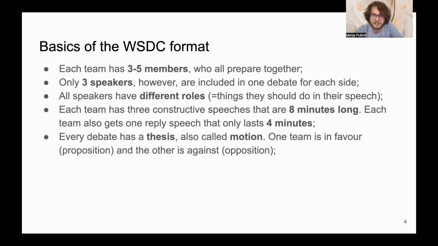Every debate has a thesis. It's called a motion. One team is in favor of that thesis. That team is called the proposition, or sometimes government. And the other team is against, and it's usually called opposition or sometimes negation.